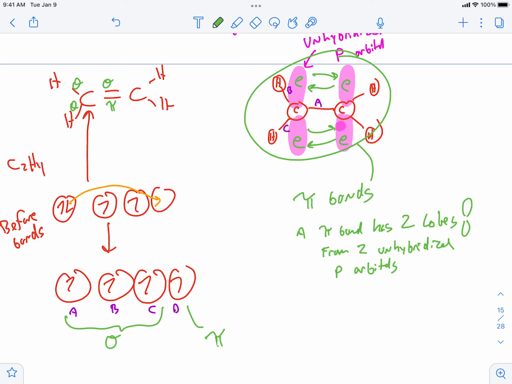Yeah, Nick. Is this because they repel each other so much? Yeah, because there's going to be 2 repulsions if they're all concentrated in the same place, right?